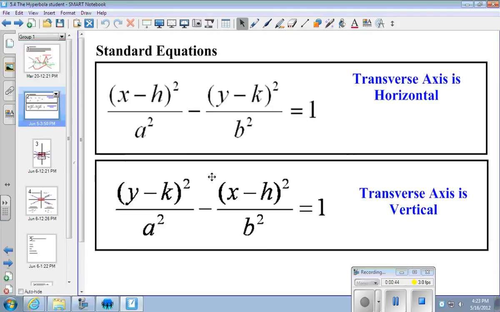Okay, here are your standard equations. Notice the negative sign. Remember, it's a difference that we're dealing with. A value is always under the biggest. If A is under Y, it's vertical. If A is under X, it's horizontal.